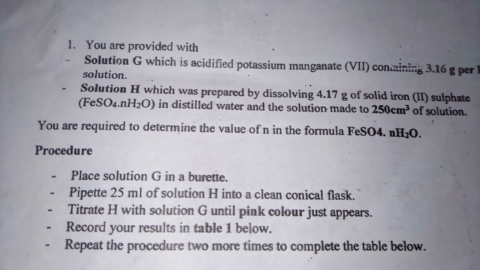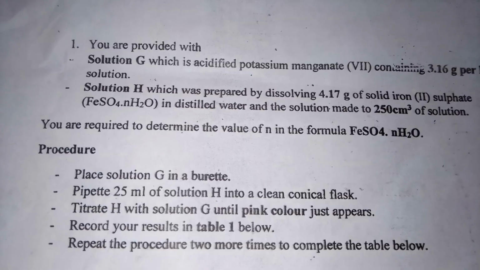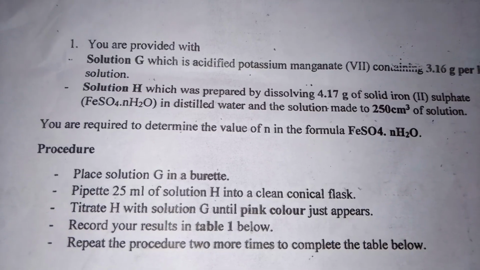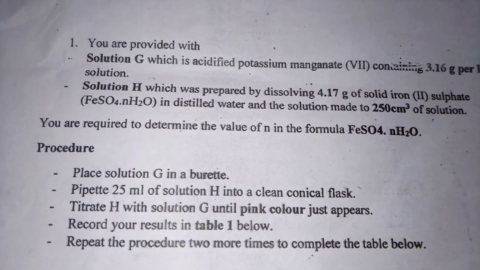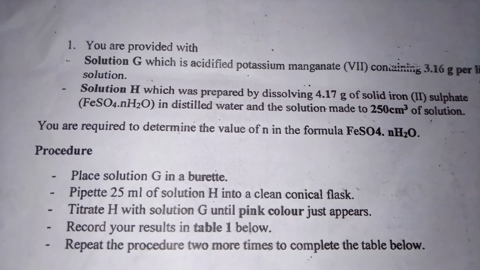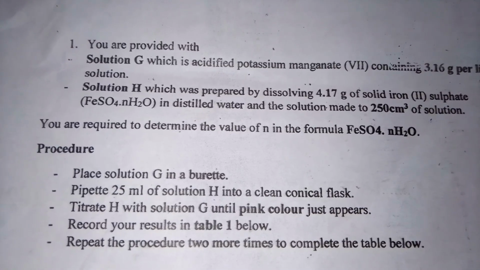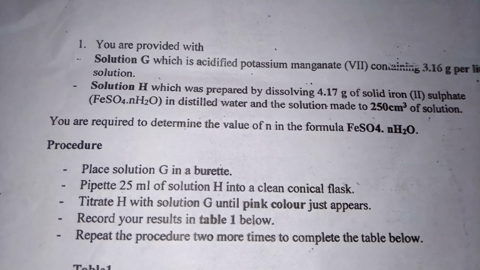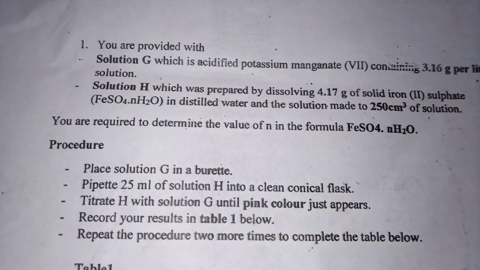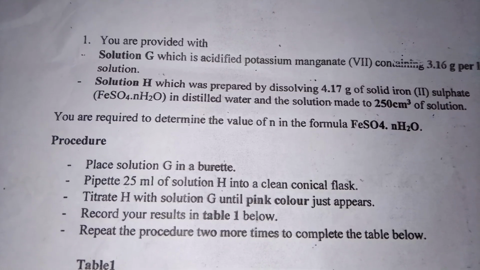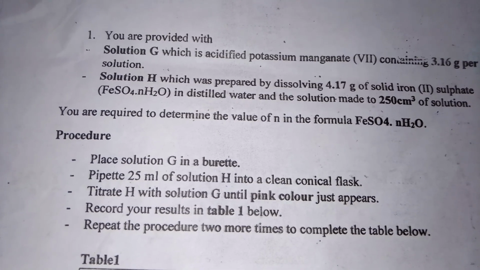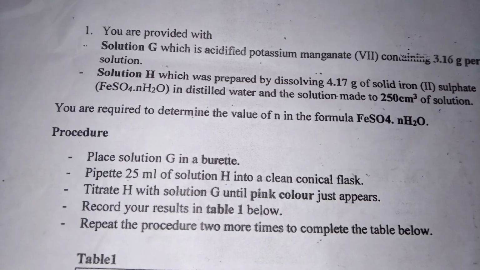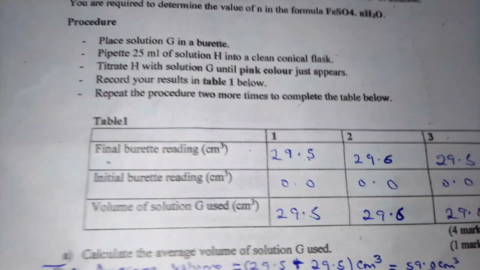Then we go to the procedure. Place the solution G in a burette. Put 25 ml of solution H into a clean conical flask. Titrate H with solution G until a pink color just appears. Record the results in the table below. Then you repeat the procedure 2 more times to complete the table below. Let me repeat. Record your results in table 1 below. Repeat the procedure 2 more times to complete the table. So that is the table.